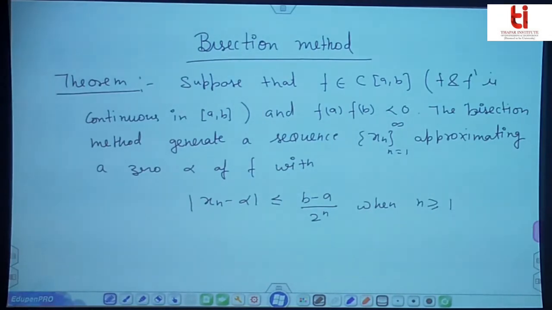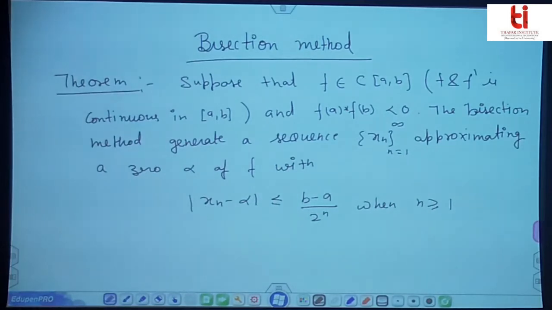Okay, so let's understand the statement. Suppose f is a function that is continuous and differentiable inside the interval [a,b], and the product f of a and f of b is less than 0. That means f of a and f of b are of opposite sign. Then if we apply the bisection method, it will generate a sequence xn that is approximating the root of the function with |xn minus alpha| less than or equal to (b minus a) upon 2 raised to power n.